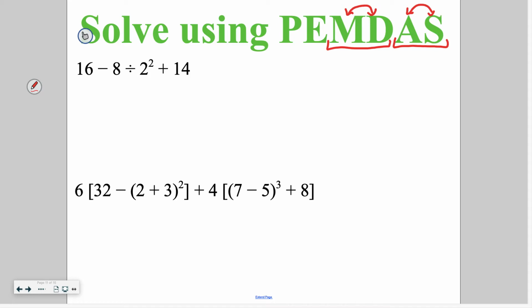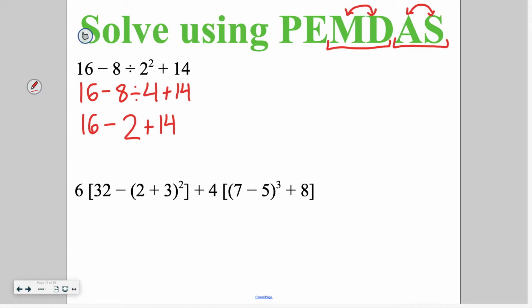So, going through this first example, we've got 16 minus 8 divided by 2 to the second power plus 14. Following PEMDAS, I have no parentheses, so my first step is going to be to deal with that exponent. 2 to the second power is 4. Yes, today I want you to show step by step how you are solving these problems in PEMDAS order. So we did 2 to the second power is 4. Now we look, there's no multiplication, there is some division. So we've got 16 minus 8 divided by 4 is 2 plus 14.